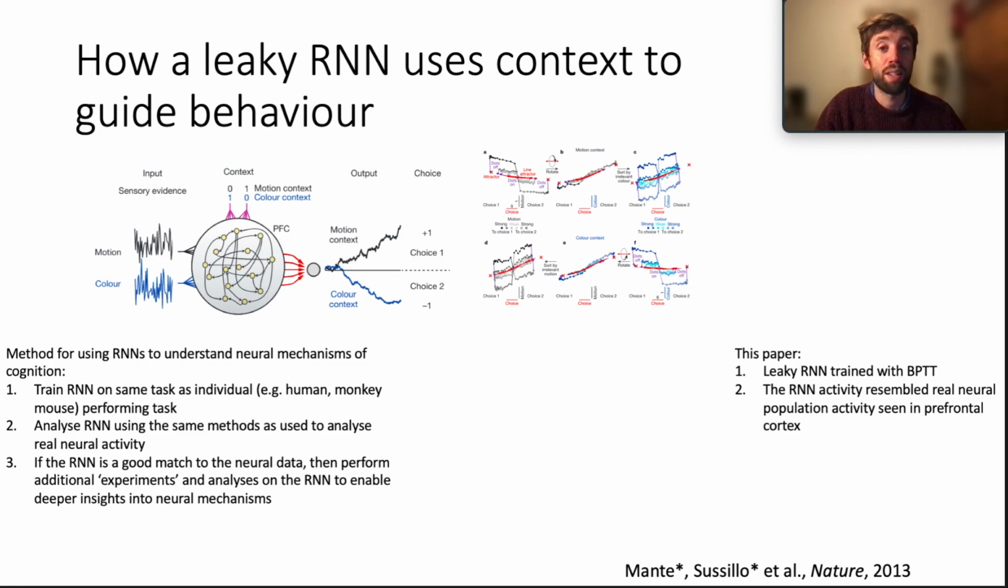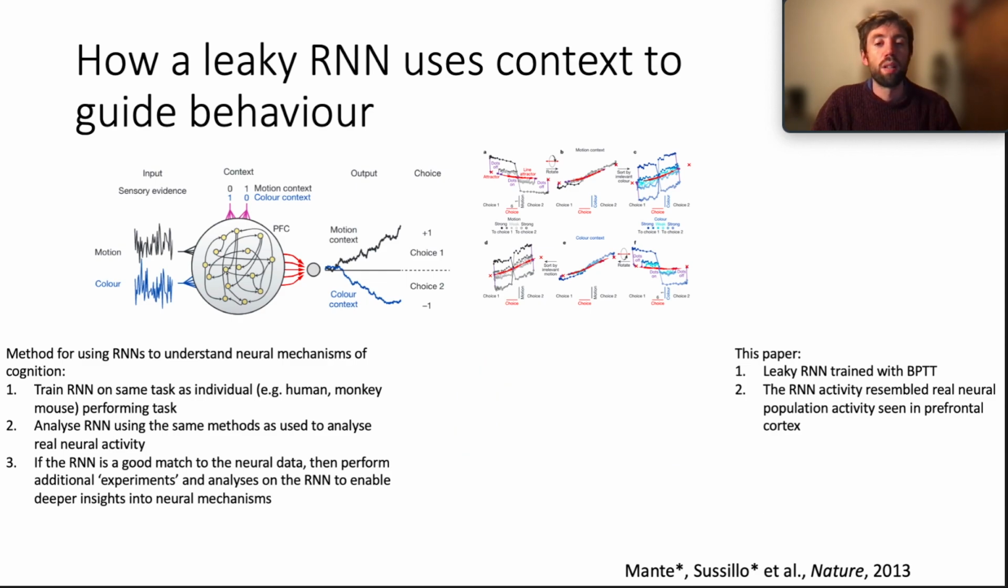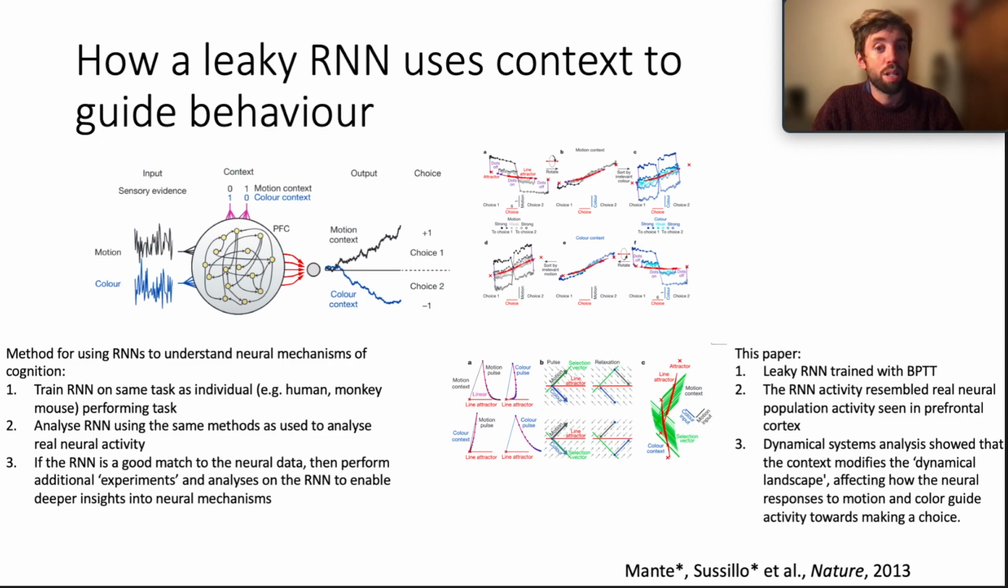And these analyses on the RNN will hopefully enable deeper insights into potential neural mechanisms and perhaps suggest tests for future experiments. So in this paper, they did a dynamical systems analysis on the RNN activity. So without getting deep into the dynamical systems theory, they found that the context signal modifies the dynamical landscape, which affects how the neural responses to motion and color guide activity towards making a choice along this choice axis in neural activity space.